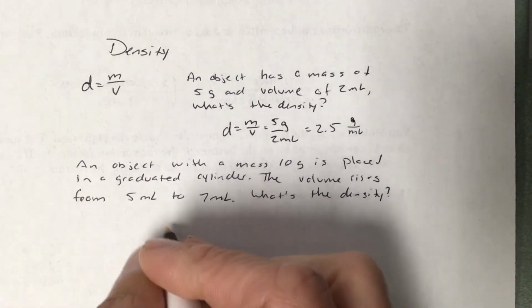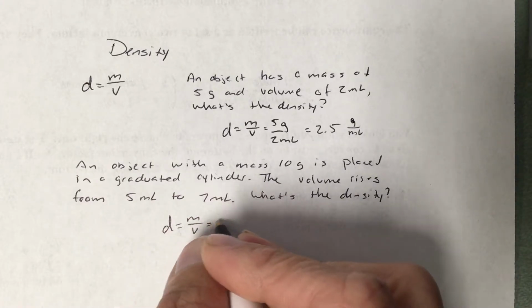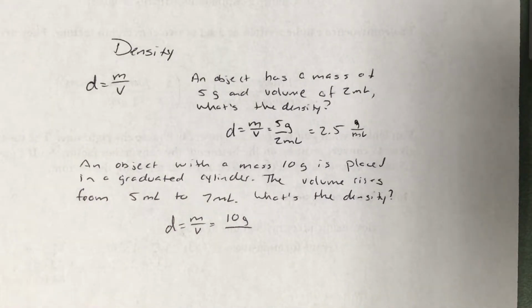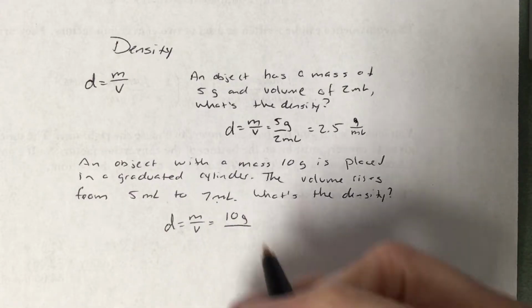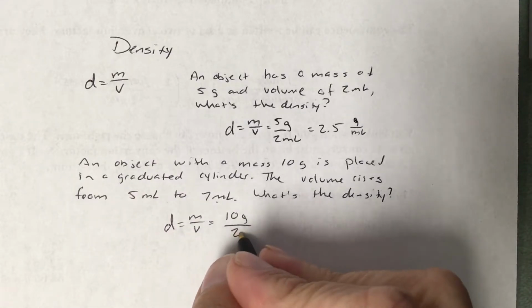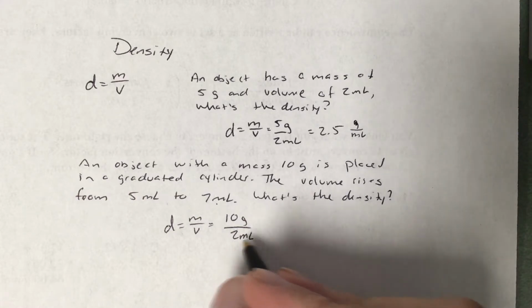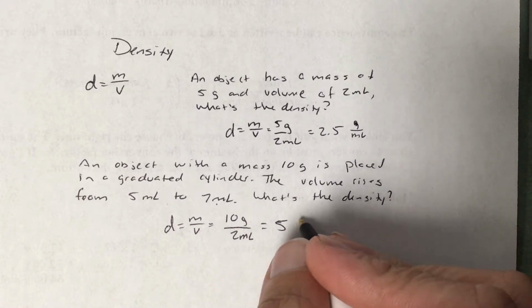Well, in this question, we've got our mass, it's 10 grams. The question is, what do we use for the volume? This is what we did in lab, where we took the metal objects and put them in the graduated cylinders. We have to subtract the final volume and the initial volume. 7 milliliters minus 5. That volume change, that amount that the volume rose, is the volume of the object that was submerged in the graduated cylinder, so 2 milliliters. So 10 divided by 2 is 5 grams over milliliters.